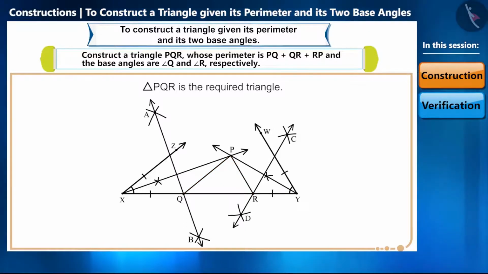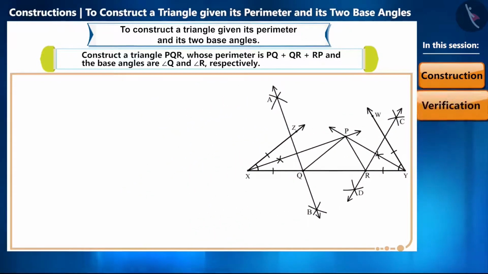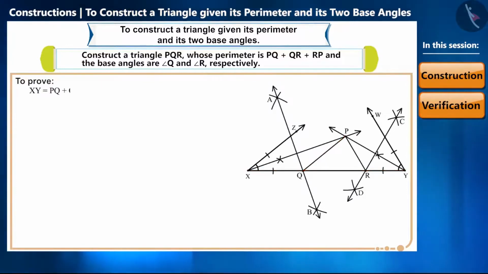But friends, as you know, we will have to prove that the given construction is correct. So, let's verify our construction. We have to prove two parts in this construction. In the first part, we will prove that XY is equal to PQ plus QR plus RP. And in the second part, we will prove that angle WYR is equal to angle PRQ, and angle ZXQ is equal to angle PQR.